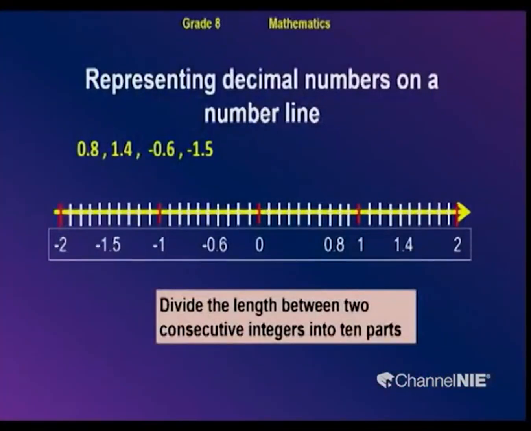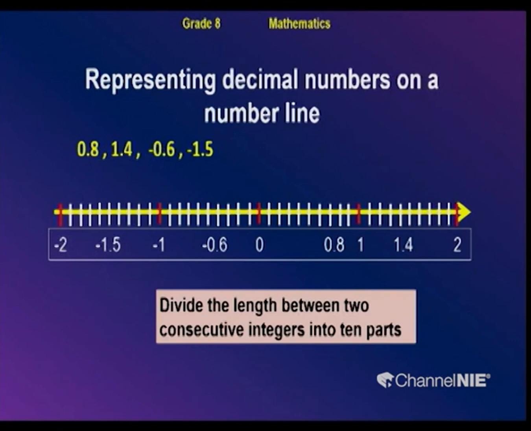Then move to the other part of the lesson. What is this? Representing decimal numbers on a number line. 0.8, 1.4, minus 0.6 and minus 1.5.